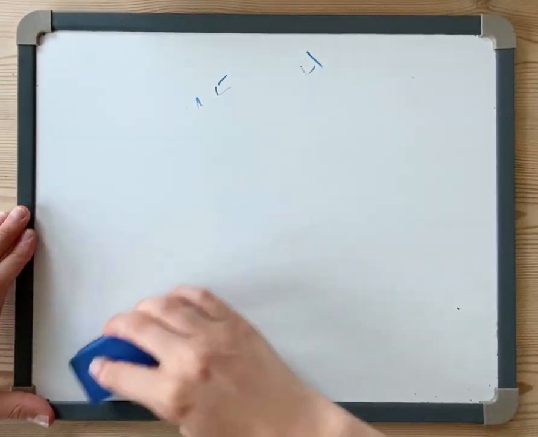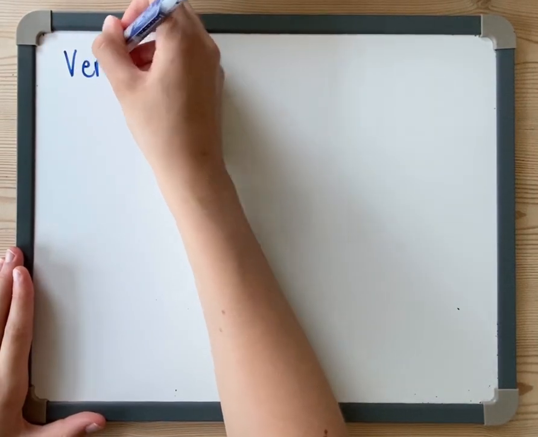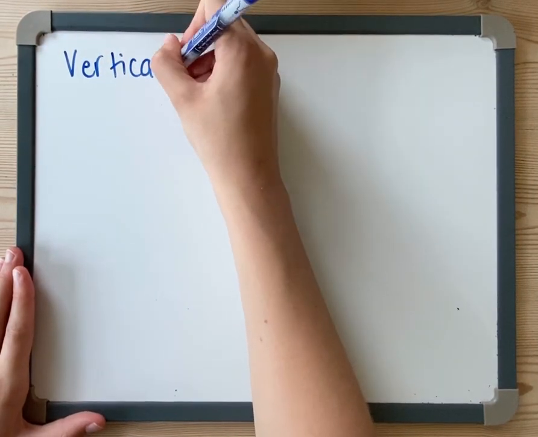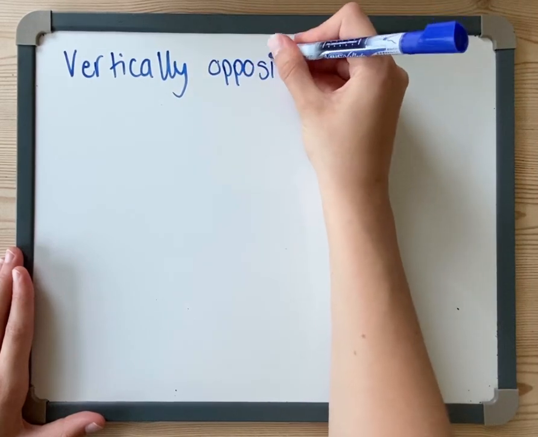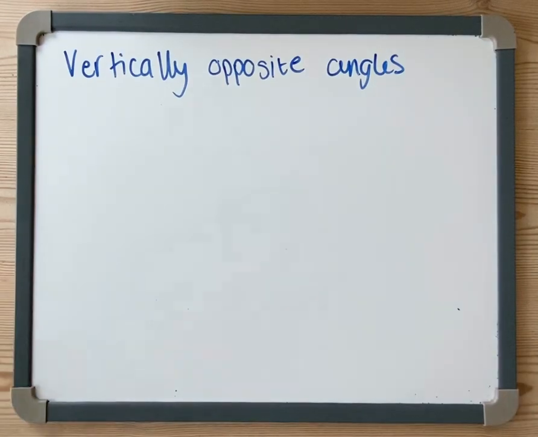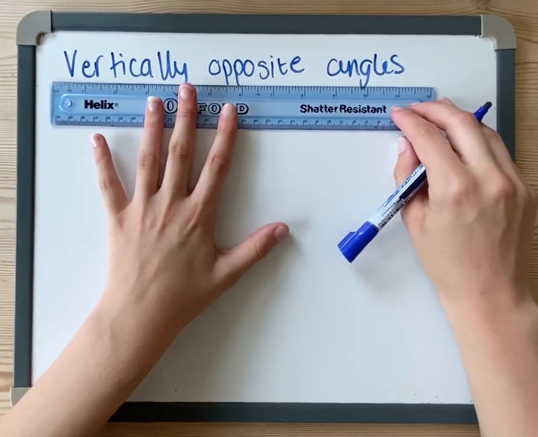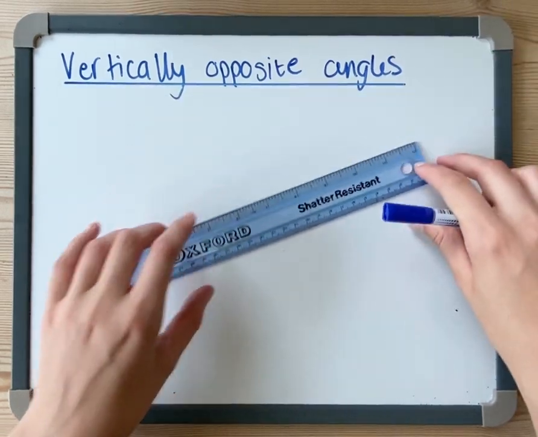So like I said, we are continuing with angles today, but today we are looking at vertically opposite angles. So can you write that as your title, please? Make sure it's underlined nicely. Vertically opposite angles.